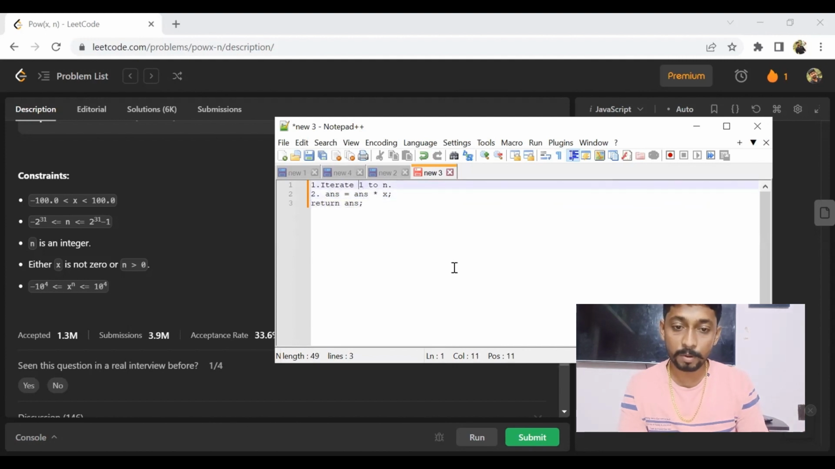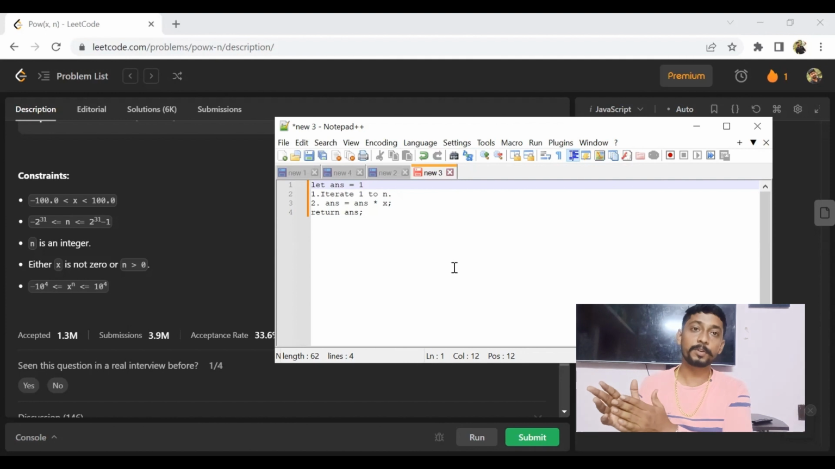On top of that, you have to declare your answer. Your answer should be 1, because if you declare 0, what will happen? 0 times anything will definitely be 0. So please declare your variable as 1 and iterate till n. Every time you multiply your x and update your answer variable. Then finally you return your answer value.